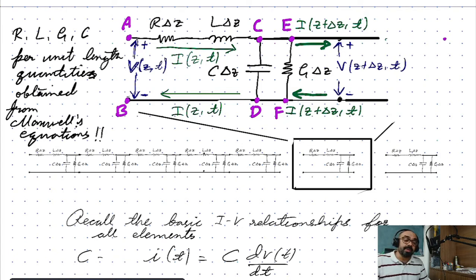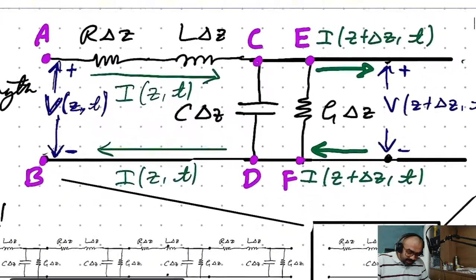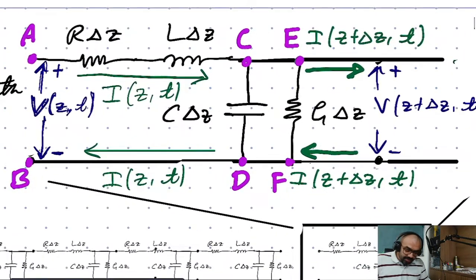And because we can do that, we can thus analyze the entire transmission line in terms of this distributed circuit. And to do that, we need to do a few things. First, we need to label all the nodes, which is what I've done here: A, B, C, D, E, F. And because we're going to apply Kirchhoff's current laws and Kirchhoff's voltage laws to this network, we're going to have to fix the sign convention. So I'm going to fix the sign convention in this way.